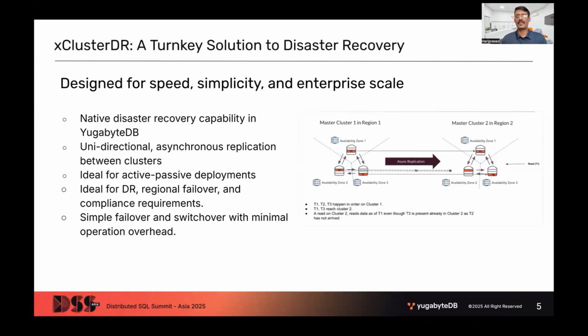Let's look at an example highlighted in this slide, where there are three transactions, T1, T2, and T3, happening in a particular order in cluster 1. Two of the transactions, T1 and T3, reach cluster 2, whereas T2 is still at cluster 1. When the user queries the target universe at this point, only T1 will be visible to the user, even though T3 is present, just ensuring that the transactions reach your target cluster in the same order in which they were committed at your source side. This ensures consistency at the transaction layer. Let's move to the next slide.